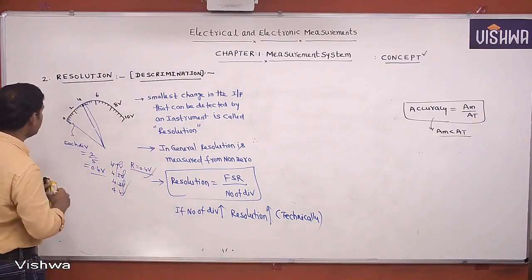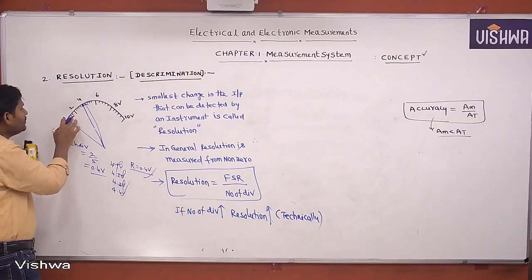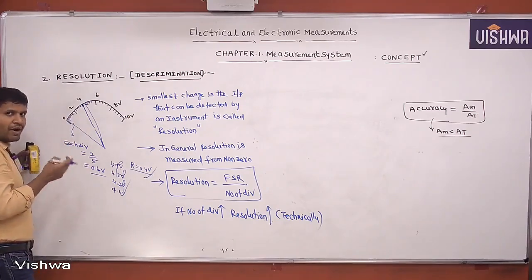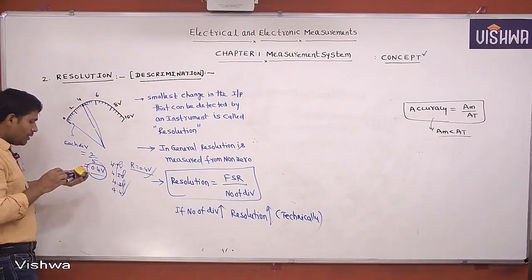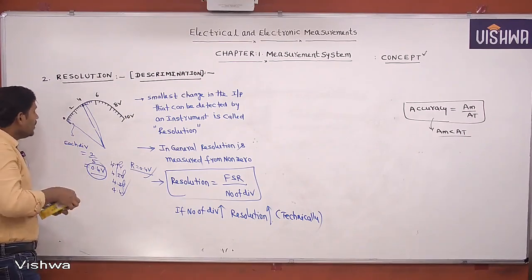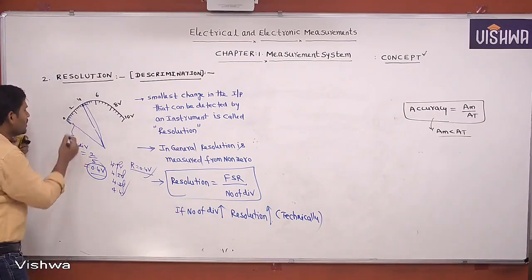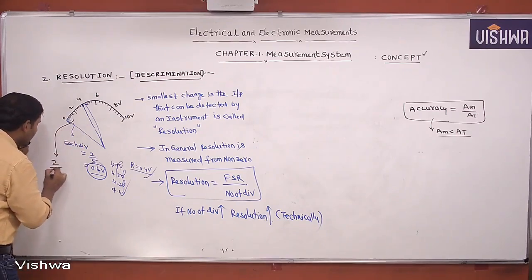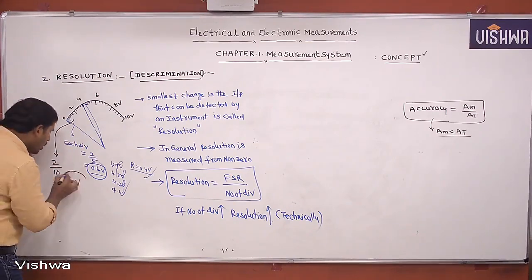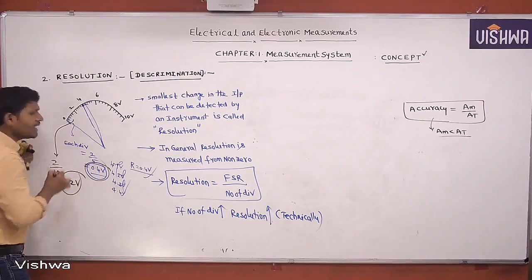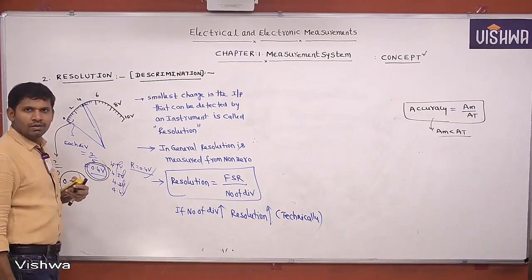For example, take this example here. When each division is subdivided into 5 divisions, what resolution are we getting? 0.4 volts. In the same example, if each division is subdivided into 10 divisions, that is 2 by 10, how much resolution can we get? 0.2 volts. Is 0.2 volts high resolution or 0.4 volts high resolution? 0.2 volts is high resolution.